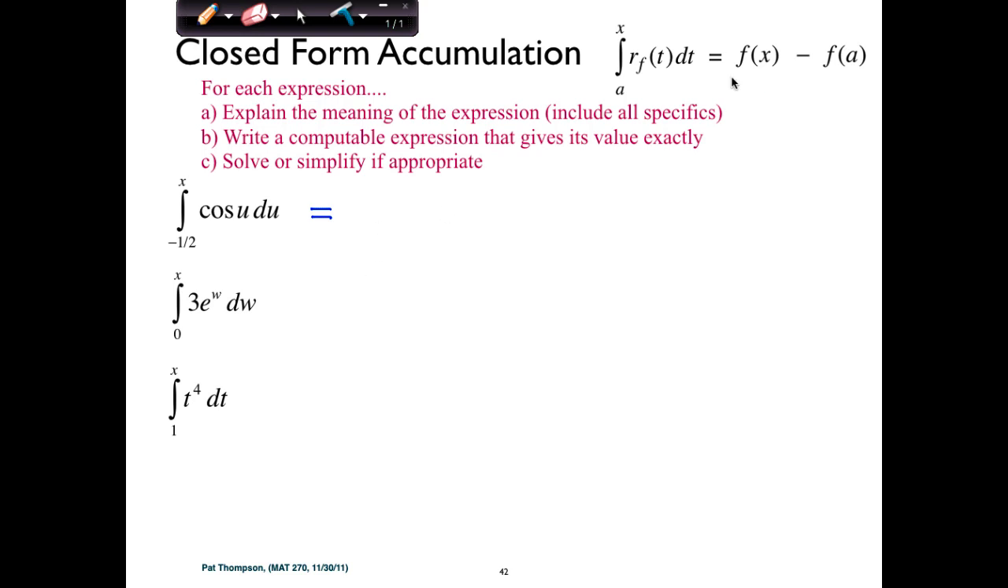But what? So what are we saying? Remember what f is? How does it relate to our rate function? F is the antiderivative. In other words, what's an antiderivative? It's the function whose derivative is the one you're given, right? So what function, if I took its derivative, would I get cosine u? Sine, right? So my f is sine, so I'm going to have sine of x minus sine of negative half.